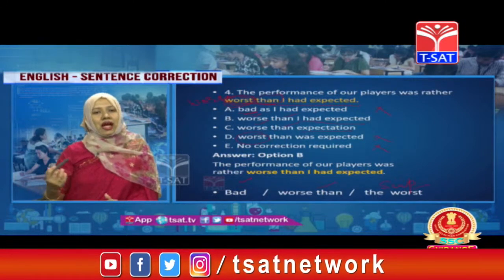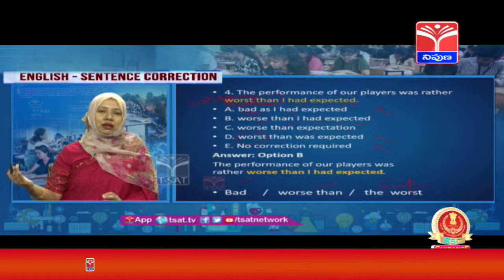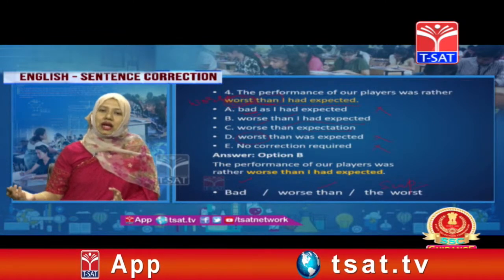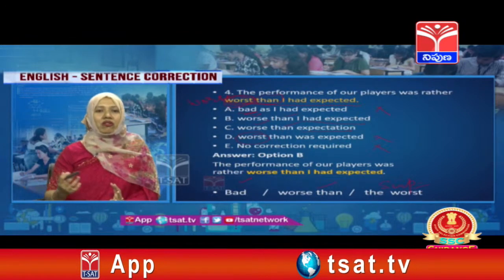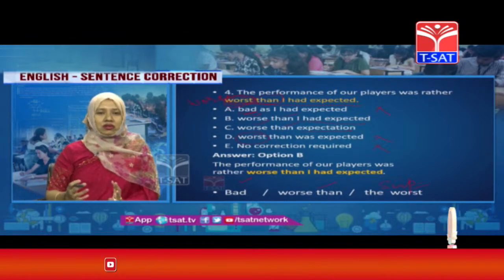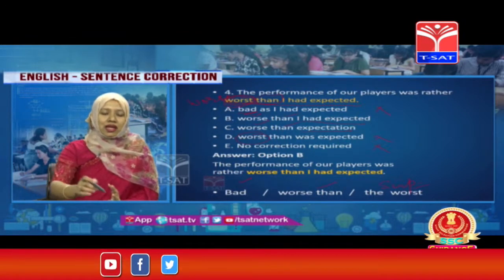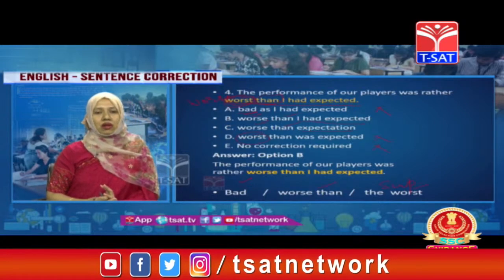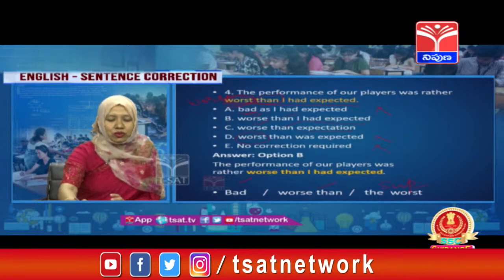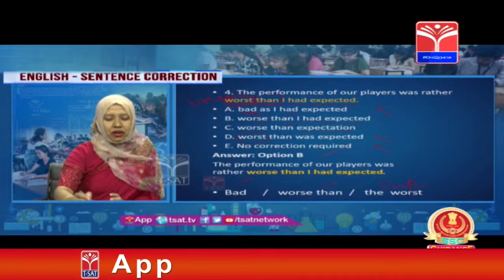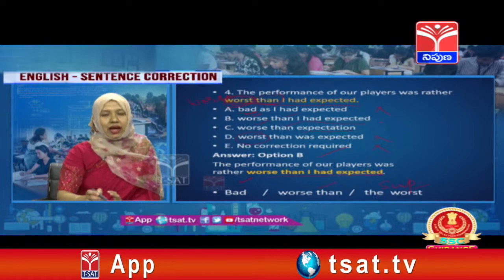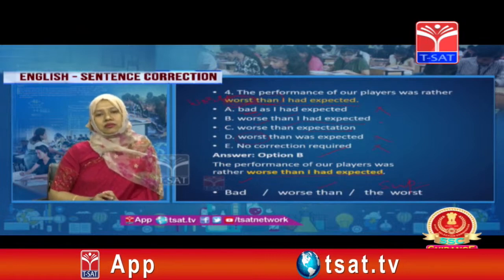It should be worse than I had expected. I had expected them to do better or win some match, but they have performed very bad or worst or worse. So because than is there, they have performed worse here. So the correct option is option B. The performance of our players was rather worse than I had expected.